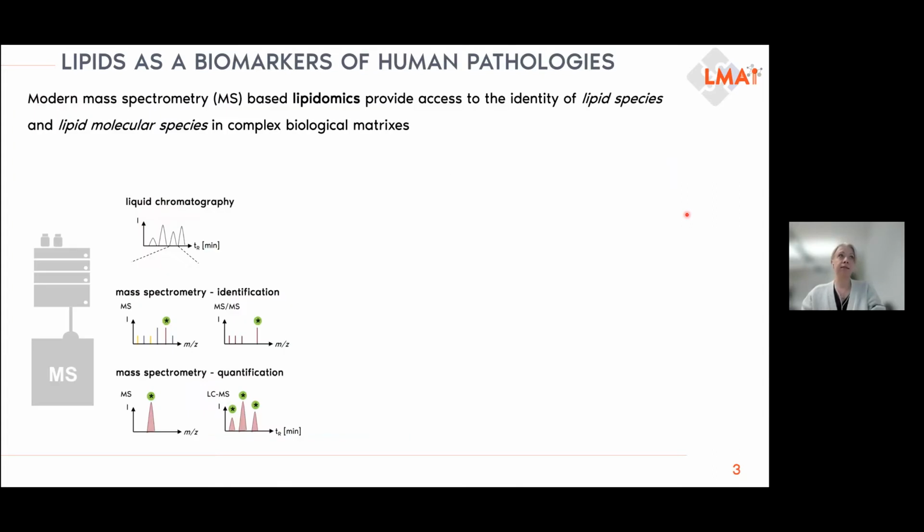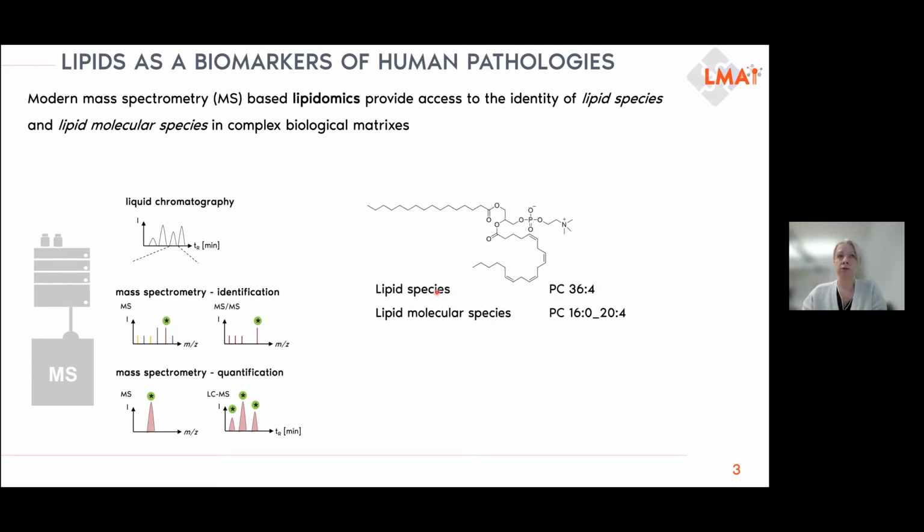And indeed, the development of mass spectrometry, and our group is really focused on the application of mass spectrometry-based lipidomics, provides us access to the identity of lipid species and lipid molecular species in complex biological samples. So using liquid chromatography mass spectrometry, or some people use it without liquid chromatography, we can actually identify lipids, for instance, on the lipid species level, as shown here, or in many cases nowadays in routine application, we can do it even on the lipid molecular species level.